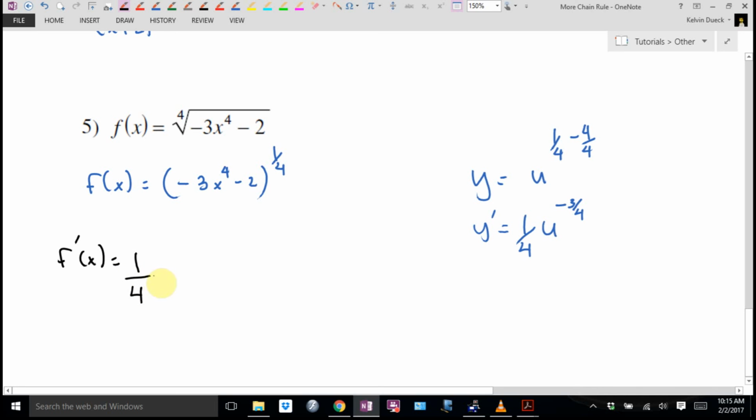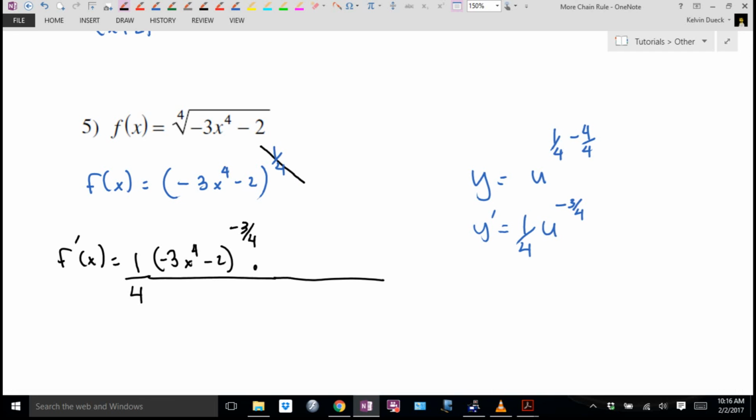Now that I have fractions, I want to clearly be aware of what's on top and what's on the bottom. Rewrite what's inside. Subtract 1 from the exponent, and then it's going to be times the derivative of what's inside. I just took care of this part of the original function. What's left inside? Negative 3x to the 4th minus 2, which I'm betting you can all do the derivative of, even though it's technically a chain rule. You've gotten so good that you can do that chain rule in your head.